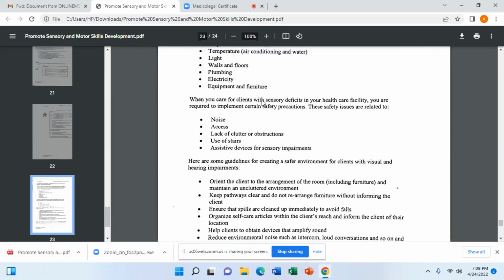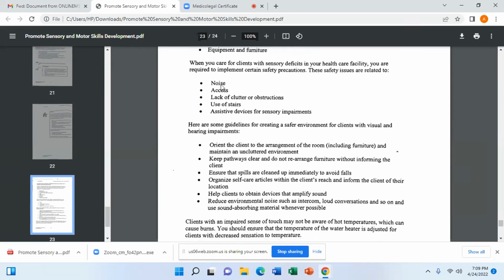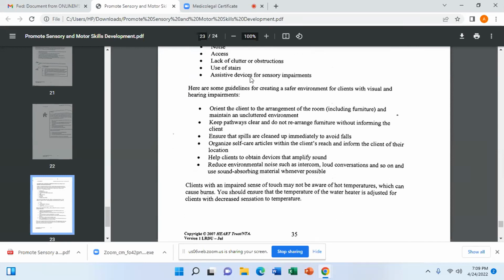When you care for clients with sensory deficits in your healthcare facility, you are required to implement certain safety precautions, and these include noise. So you address issues with noise, access, lack of clutter or obstructions, use of stairs, assistive devices for sensory impairment, right? That's the presence of assistive devices. Those should be in there. It says, here are some guidelines for creating a safer environment for clients with visual and hearing impairment.